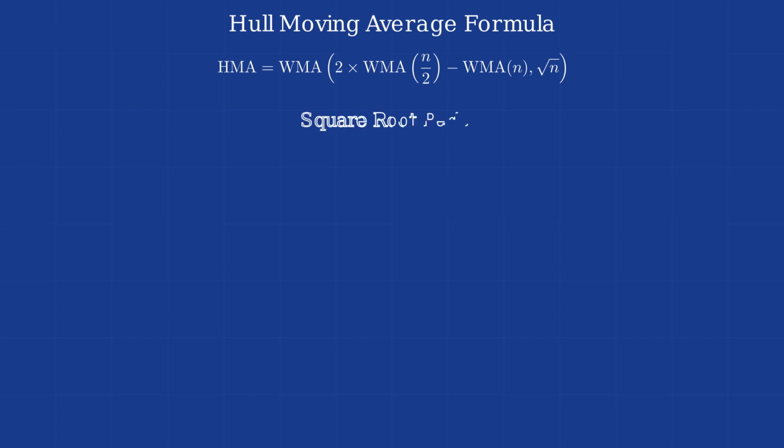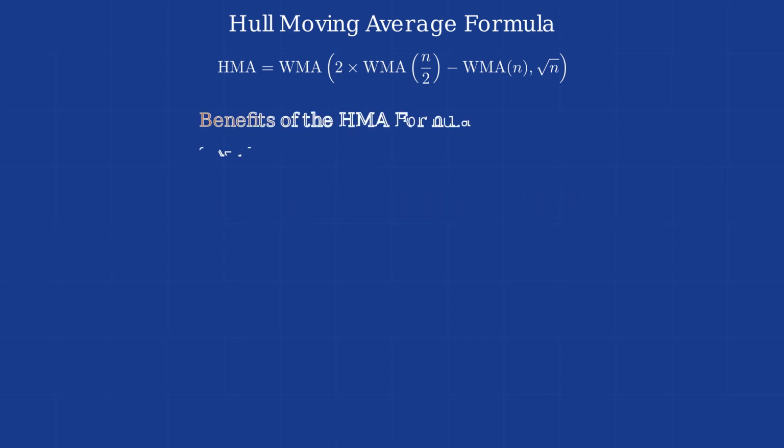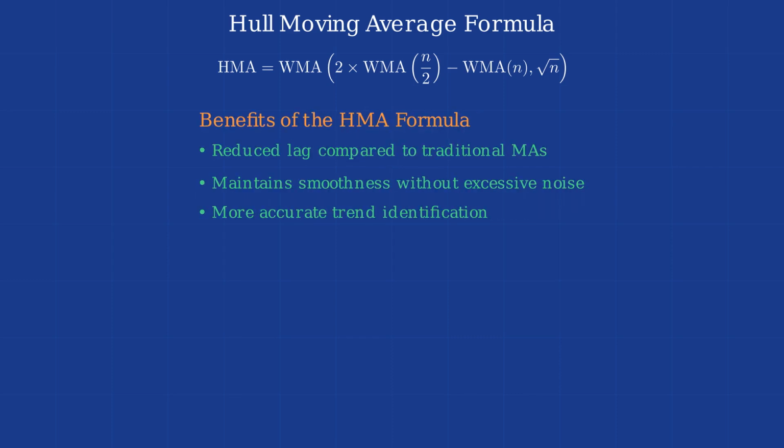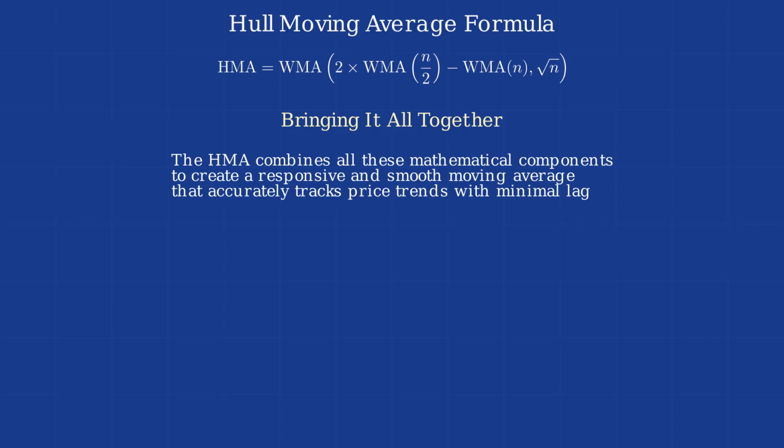The final component is the square root of the period. Using the square root of n as the final WMA period creates the optimal balance between responsiveness and smoothness. Let's look at the key benefits of the Hull Moving Average formula. The HMA significantly reduces lag compared to traditional moving averages, maintains smoothness without excessive noise, and provides more accurate trend identification. To summarize how all these components work together, the Hull Moving Average combines all these mathematical operations to create a moving average that accurately tracks price trends with minimal lag while maintaining smoothness.